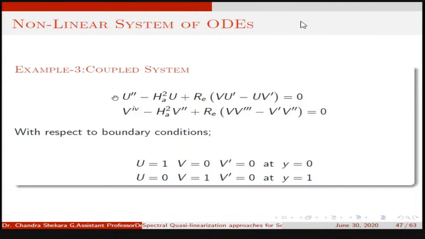So this is one of the problems taken from S. S. Motsa. So this is a coupled system of equations where U represents the temperature, V represents the velocity. So this is a nonlinear differential equation. Ha is the Hartmann number and Re is the Reynolds number. So this system of equations is to be solved subject to these boundary conditions. So since this is a nonlinear differential equation, we have a system of equations. So you can take this as an operator F, and this you can take as G. So F and G are nonlinear operators.